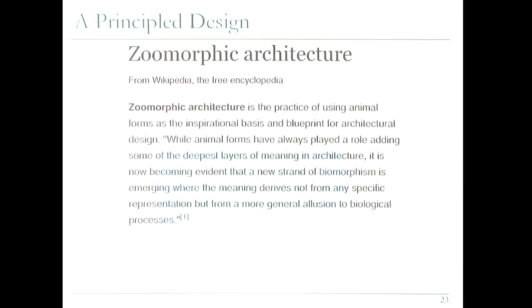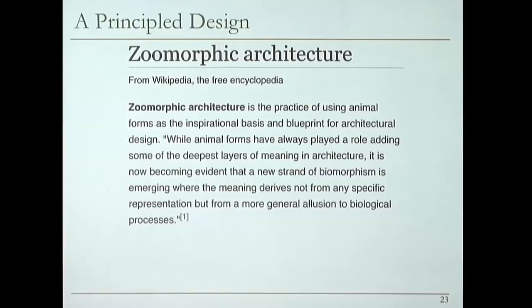Okay, so this is called zoomorphic architecture, and his work is one of the most important examples of this. Basically, I'm not going to go over this again, but it's the practice of using animal forms as the inspirational basis and blueprint for architectural design. Now you can try to do a computer system like this also, maybe, but I'm not sure. You don't need to justify it well. But the key takeaway is the principle is what's important here. That principle has enabled a lot of success.